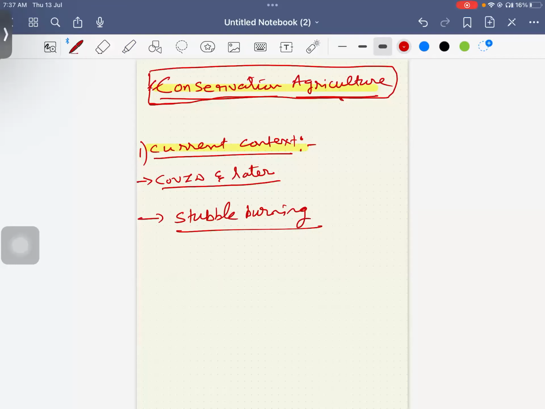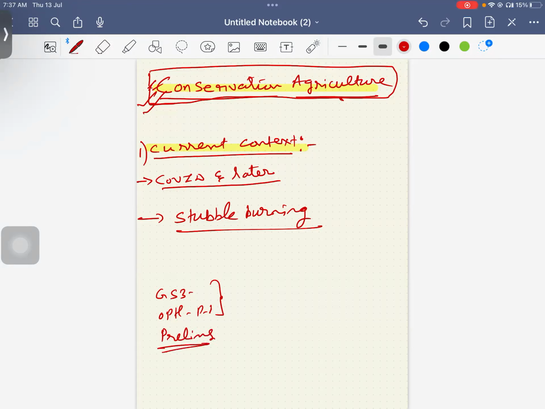Hello everyone. Today we are here to discuss an important topic called conservation agriculture. This is one of the most important topics, and you can expect it in the GS3 agriculture portion and also in optional paper one. There is a good chance of it appearing this year. Okay. And it has been asked even in prelims as a related concept.